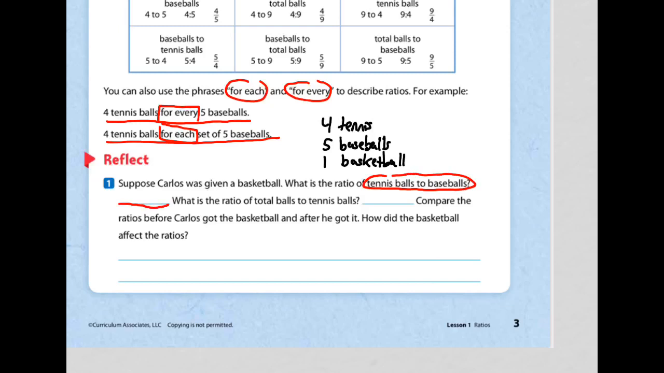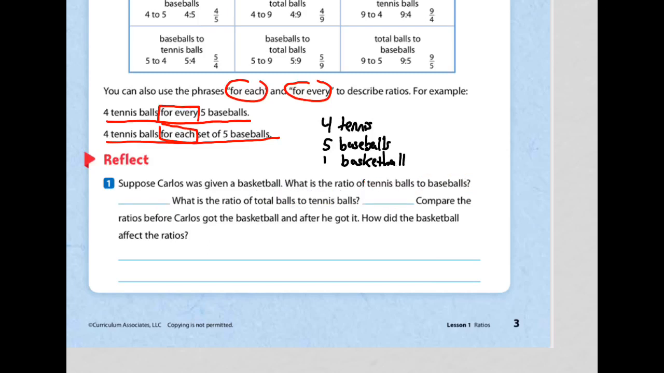Next one says, what is the ratio of total balls to tennis balls? That's going to go on this line. And then last, it says, compare the ratios before Carlos got the basketball and after he got the basketball. How did the basketball affect the ratios? So what I'm looking for here is just one or two sentences telling me how adding the basketball affected the ratios. All right, so here's what I want you to do. Just pause the video. Take a minute or so to answer question 1. Restart it when you're done. Go.